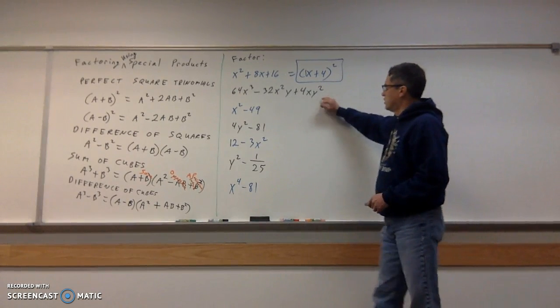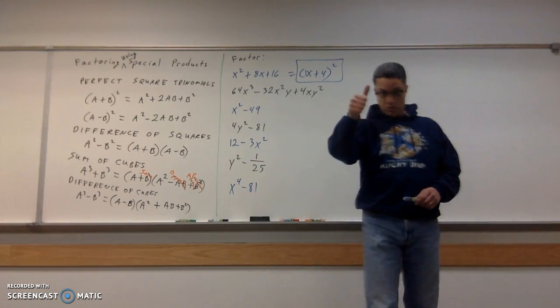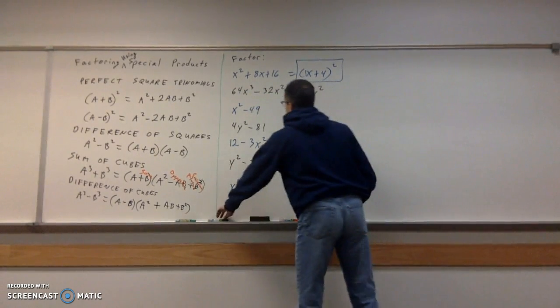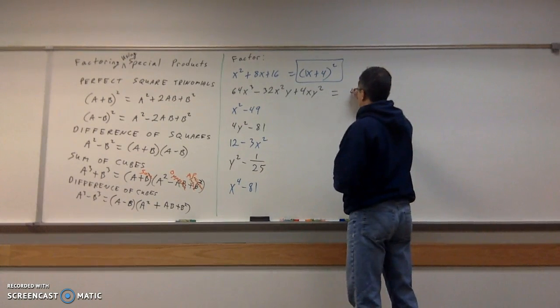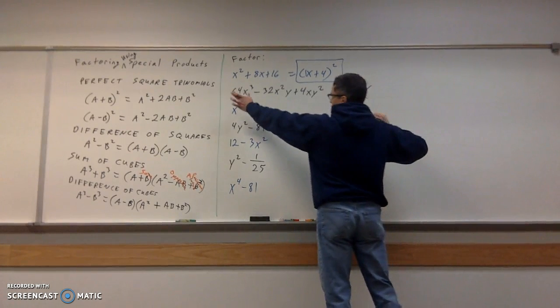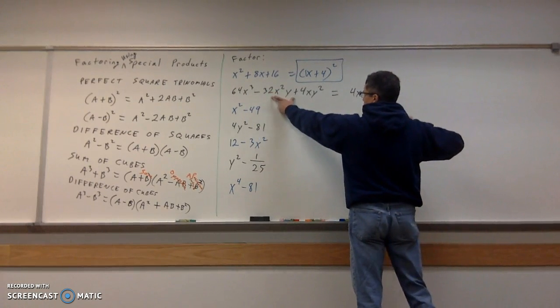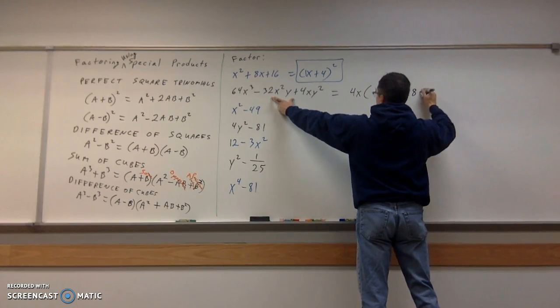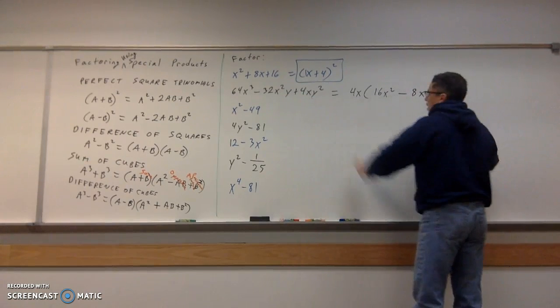All right, next one. 64x cubed minus 32x squared y plus 4xy squared. If you don't go after that rule of thumb, greatest common factor, pull out your greatest common factor, you're going to run into problems on this one. So let me do that first. I'll pull out a 4x. Factor out a 4x from 64x cubed. That will give you 16x squared. I pull out a 4x out of negative 32x squared y. That will give me 8xy. And then I pull out a 4x out of my last term. That was easier. That will give me a y squared.